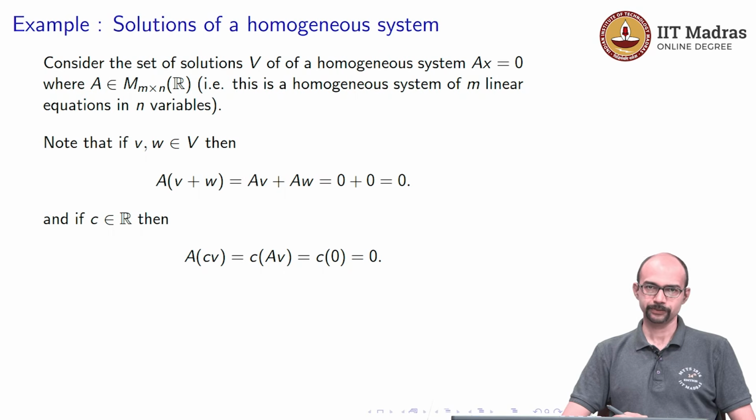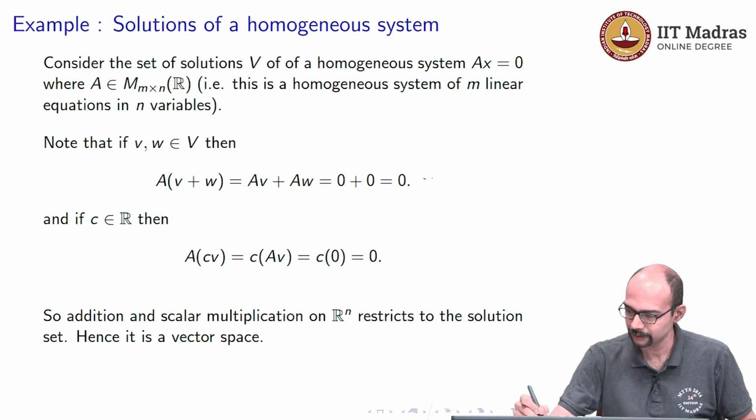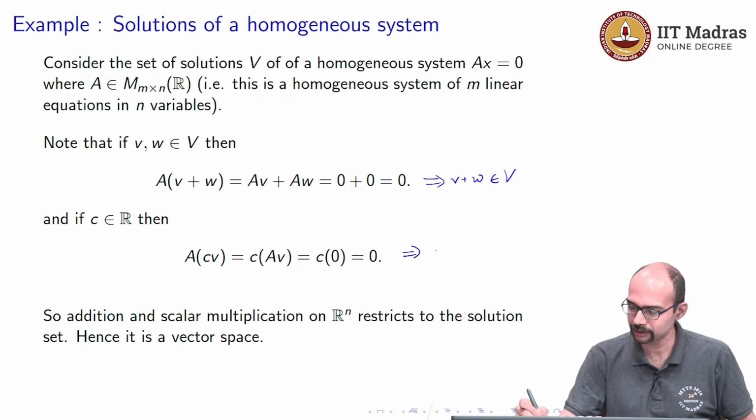Okay. So the c comes out and that gives us c times A times v, but remember v is a solution of this system, which means that A times v is 0. That means you get c times 0, which is 0. So what is the net result? The net result is that c times v belongs to V. So what this implies is that addition and scalar multiplication on Rn restrict to the solution set. Okay. So I will qualify this. From here, first of all, what we can say is that v plus w belongs to V, and from here what we can say is that c times v belongs to V.